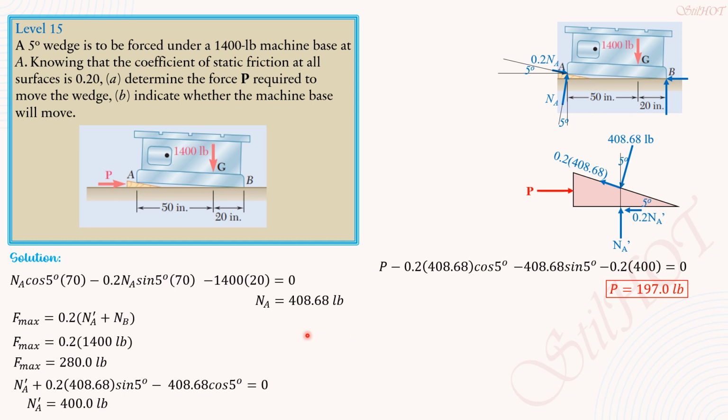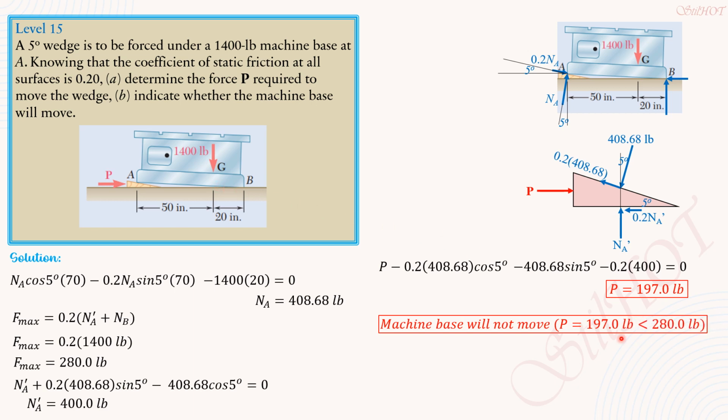And because F max is 280 pounds and P is only 197 pounds, that means the machine base will be in equilibrium. It will not move. So the machine base will not move because P, which is necessary for the wedge to force under the 1,400 pounds, is less than that maximum frictional resistance under the machine base.